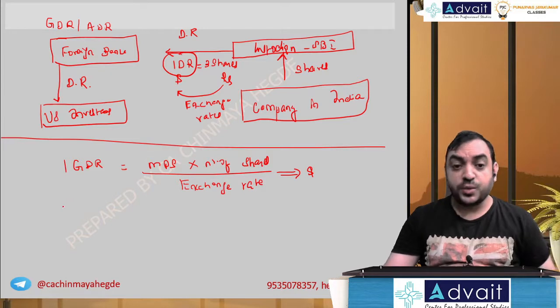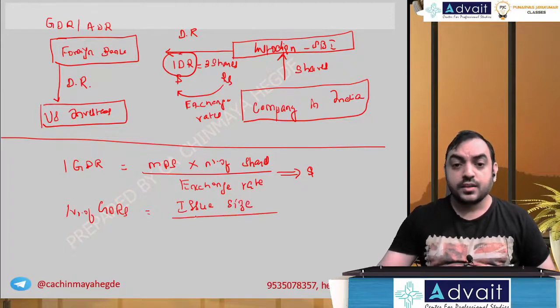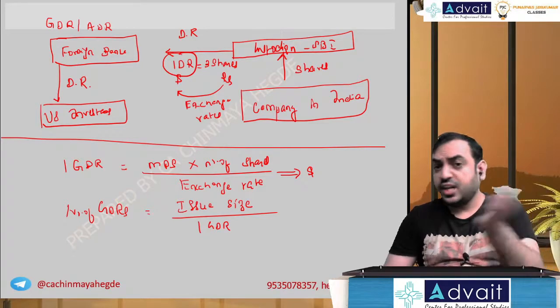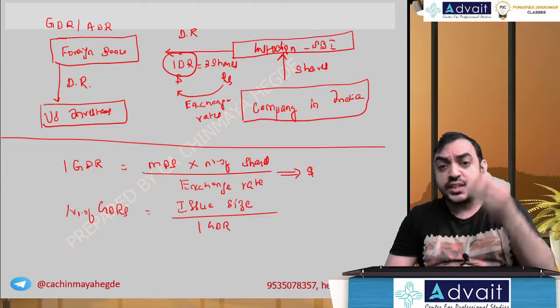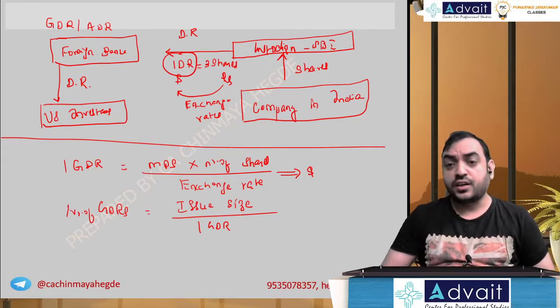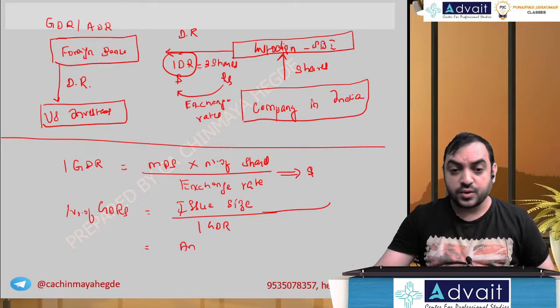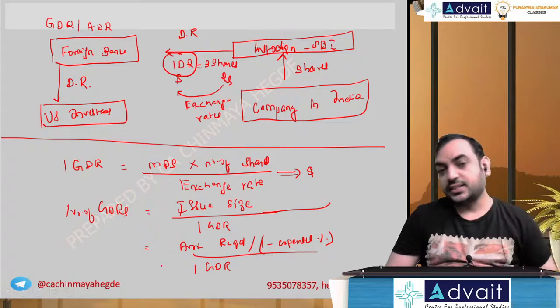Then they'll ask you how many GDRs are to be issued, the number of units to be issued. In that case, you do issue size divided by 1 GDR. It's like total amount divided by per unit will give you the number of units. But sometimes on the issue size, there will be issue expenses. They say we want to raise 10 crore, but issue expenses will be 1%. So if I raise 10 crore, 1% will go off. I need 10 crore, so the issue size will be the amount required divided by 1 minus initial expenses in percentage. This will give you the issue size, then divided by 1 GDR will give you the number of units. Then they'll ask you the cost of GDR.